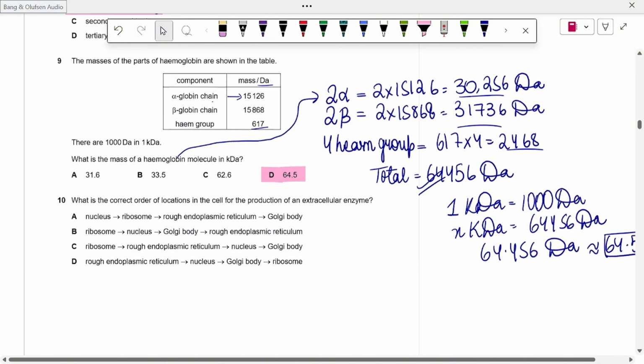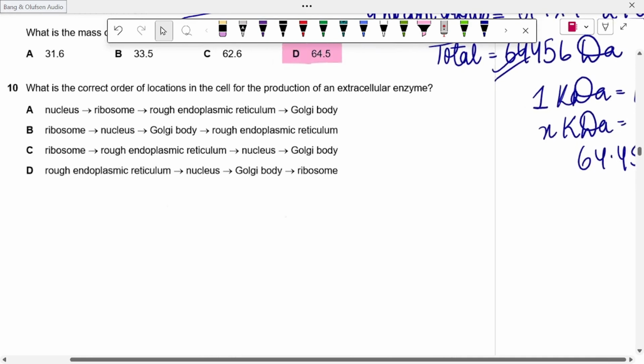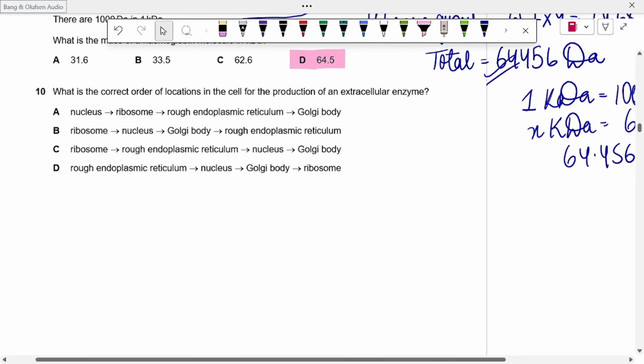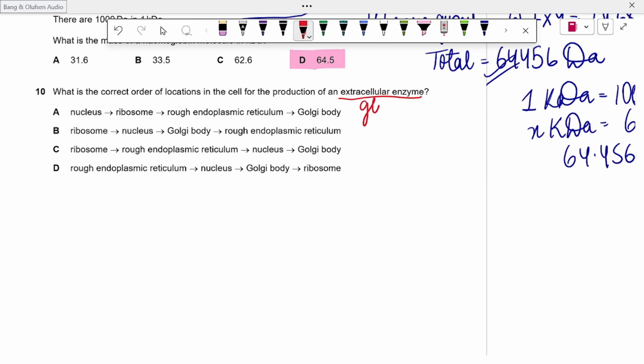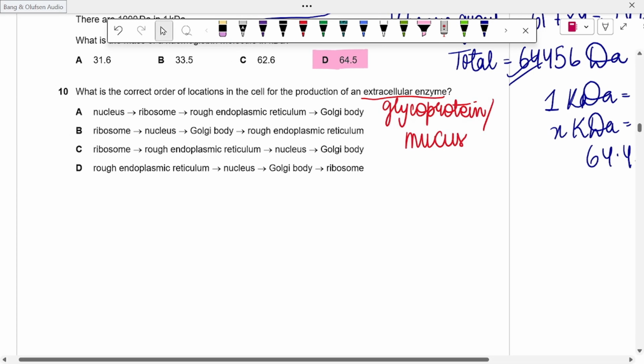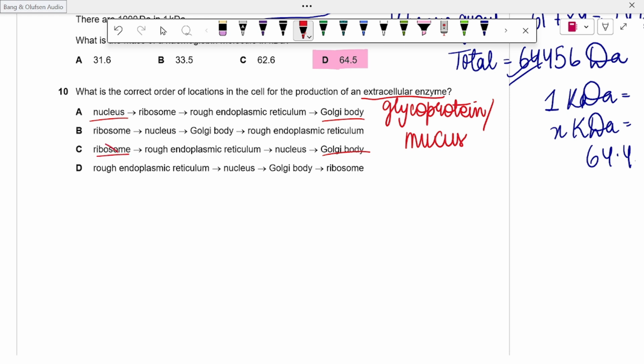Okay. What is the correct order of location in the cell for the production of extracellular enzyme? This is a repeating question. Yes, Sana? They can replace the word enzyme by glycoprotein. They can replace the word enzyme या फिर glycoprotein by mucus as well. So तीनों का method same है. Location and production का method बिल्कुल same होता है. It starts from your nucleus and it ends with your Golgi body. तो end पे आपका होना चाहिए Golgi body, start पे आपका होना चाहिए nucleus. A is your correct answer.